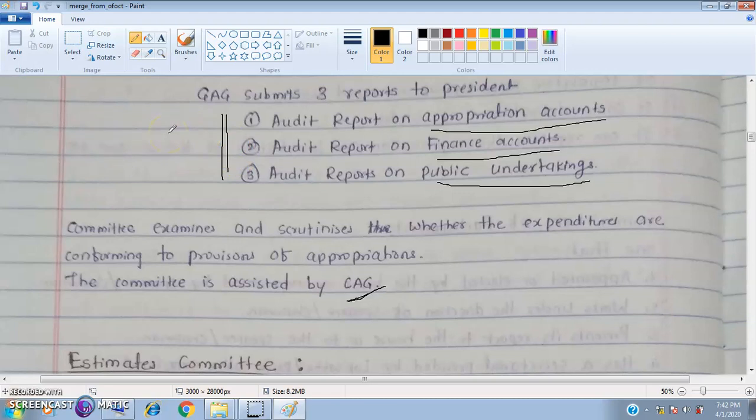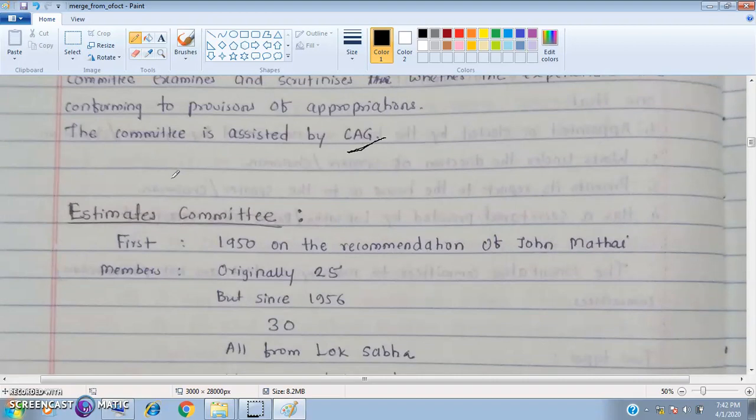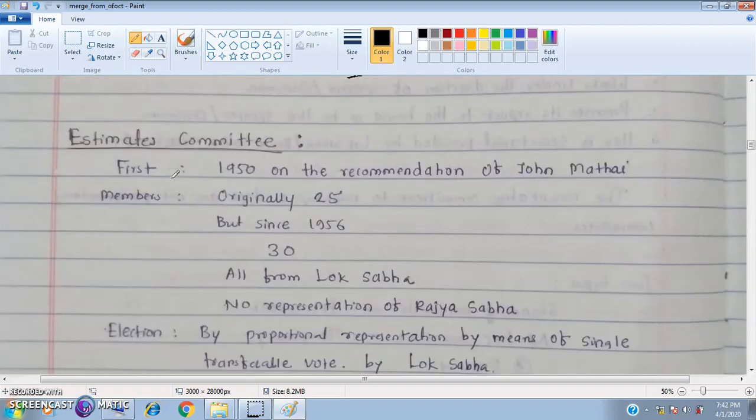So important thing, its genesis is the 1919 Act, its members, its chairman and its function. The second committee, an important committee of the first group, is the Estimates Committee. Now the first Estimates Committee of the Parliament was established in 1950 on the recommendation of John Mathai.